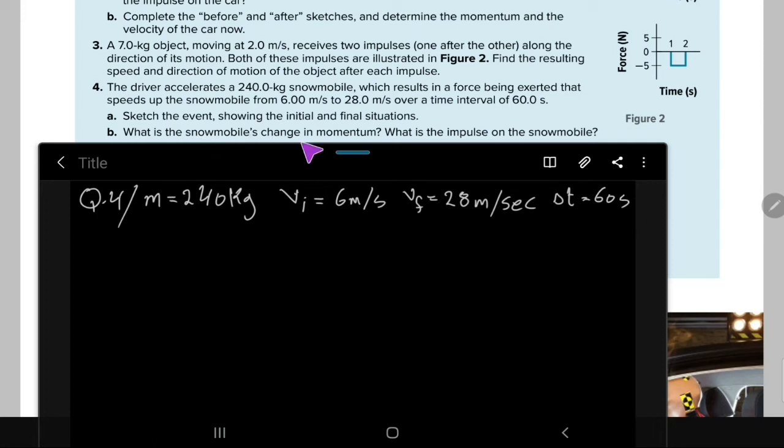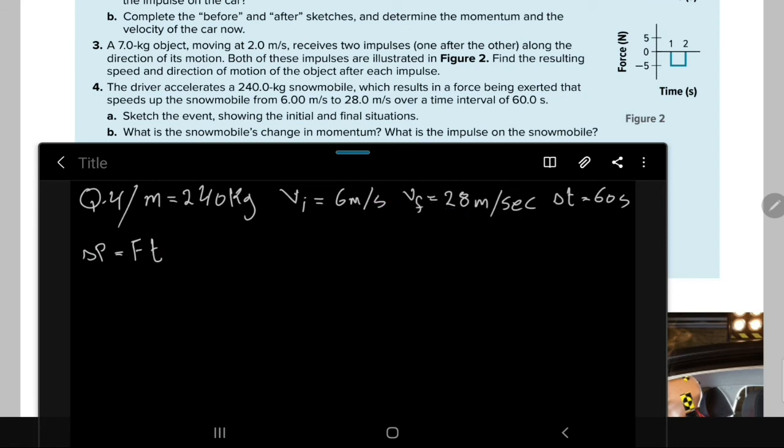What is the snowmobile's change in momentum? What is the impulse of the snowmobile? Here we have a note. If we find the change in momentum, it's the same for the impulse. Or if we find the impulse, it's the same for the change in momentum. So we can write this: delta P equal to F t, and this is the same number that we will have. So if we find delta P, that's equal to F t.